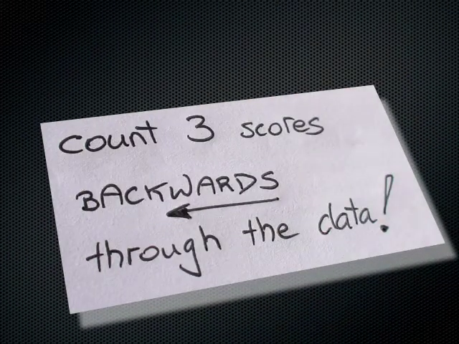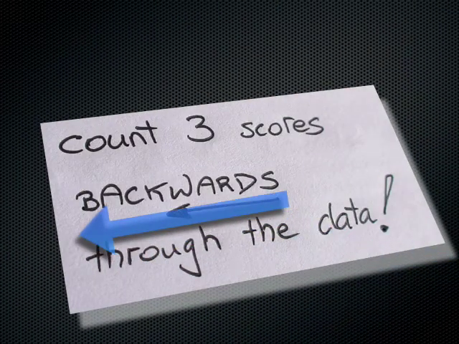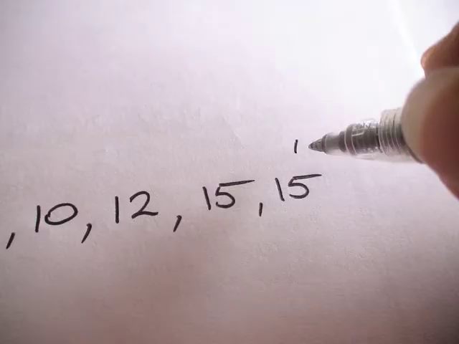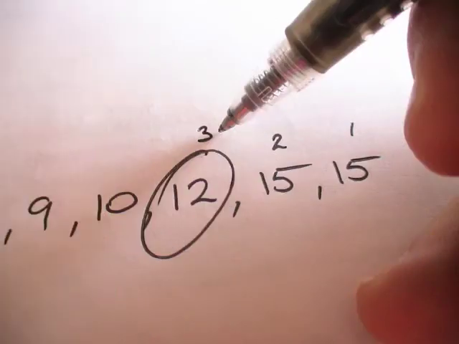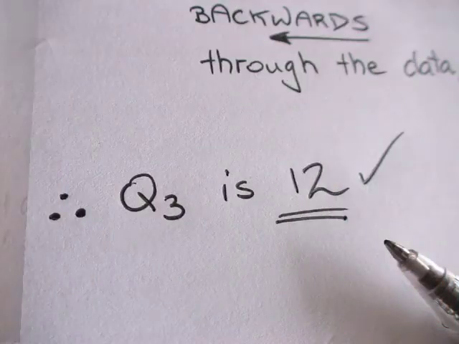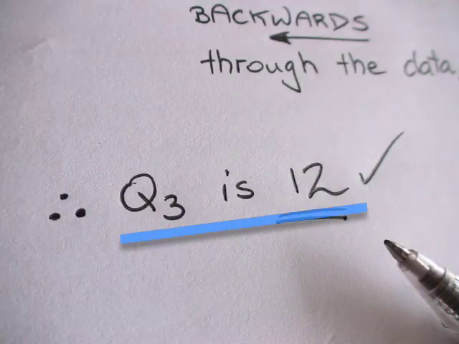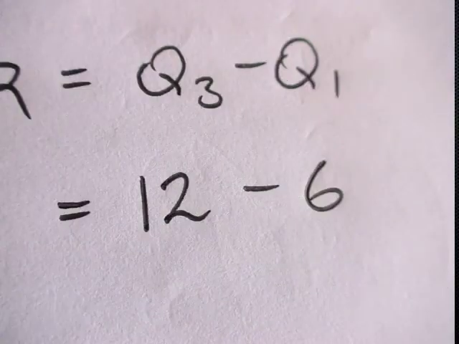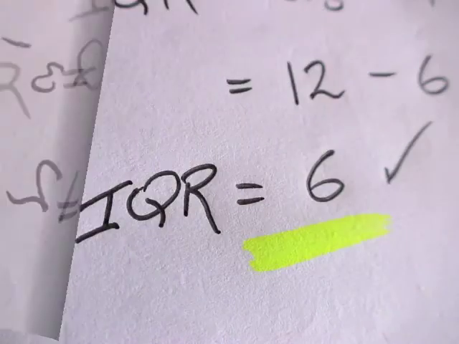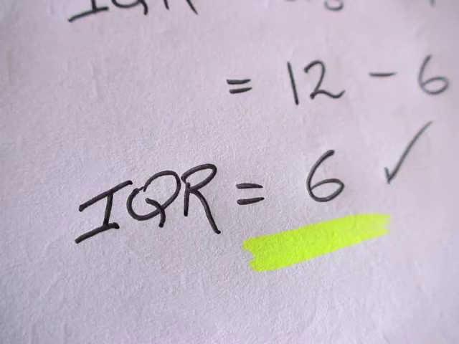How do we find Q3? Quite easily. We simply count 3 scores backwards through the data from the top end. So back to our ranked data. First, the last score was 15. Second last score is 15. Third score backwards, 12. There we have it. Q3 is 12. Now we can progress to finding the IQR. 12 take 6. The answer is 6. And there's our IQR.